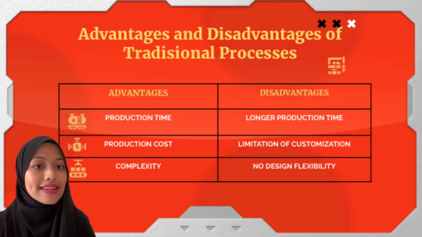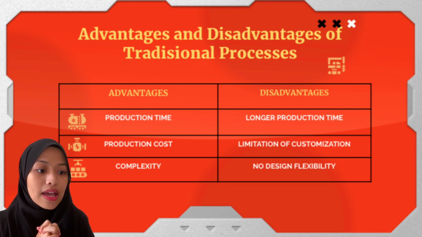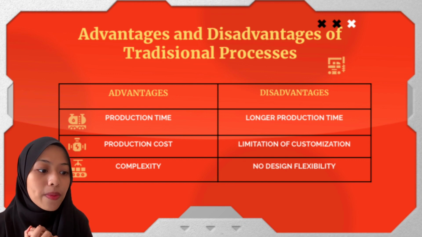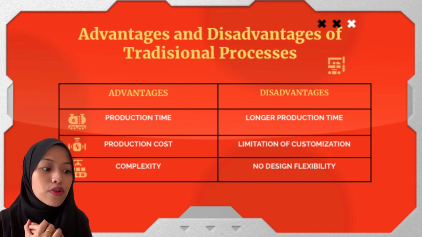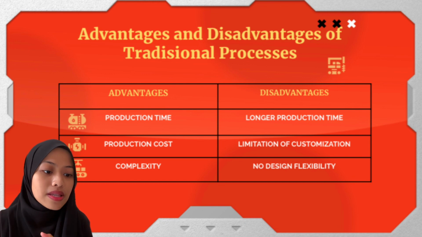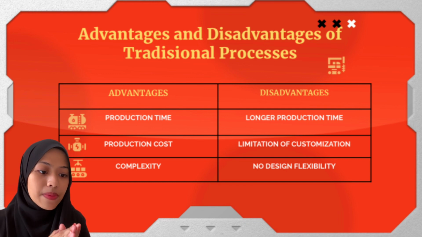Next, the advantages and disadvantages of traditional processes. Number one is production time. Injection molding takes a long time to create the part, and the disadvantage is longer production time. The lagged lead time for production operation is a result of the expensive and time-consuming nature of producing the mold. Second is production costs. Typical production and assembly steps involve high salary and manpower expenses for the equipment, while the disadvantage is limitation of customization.